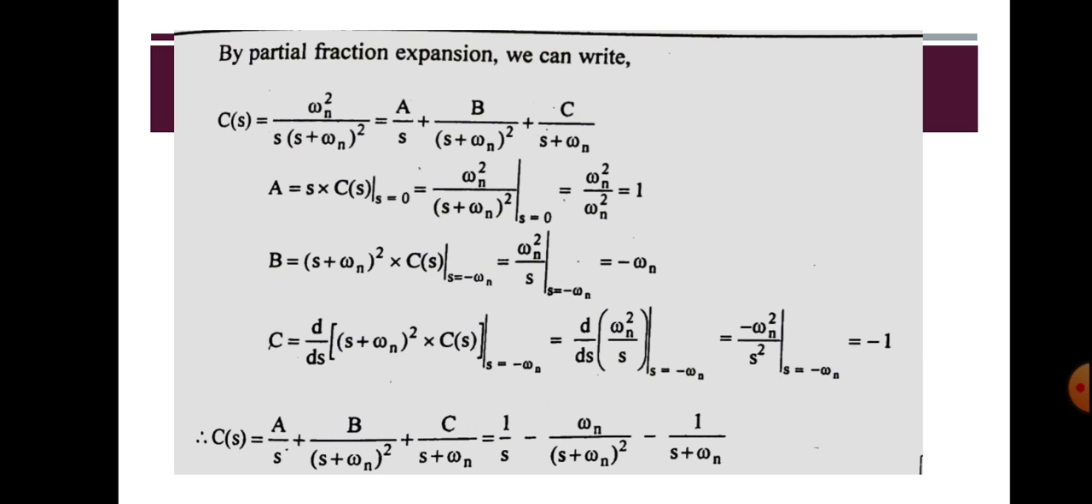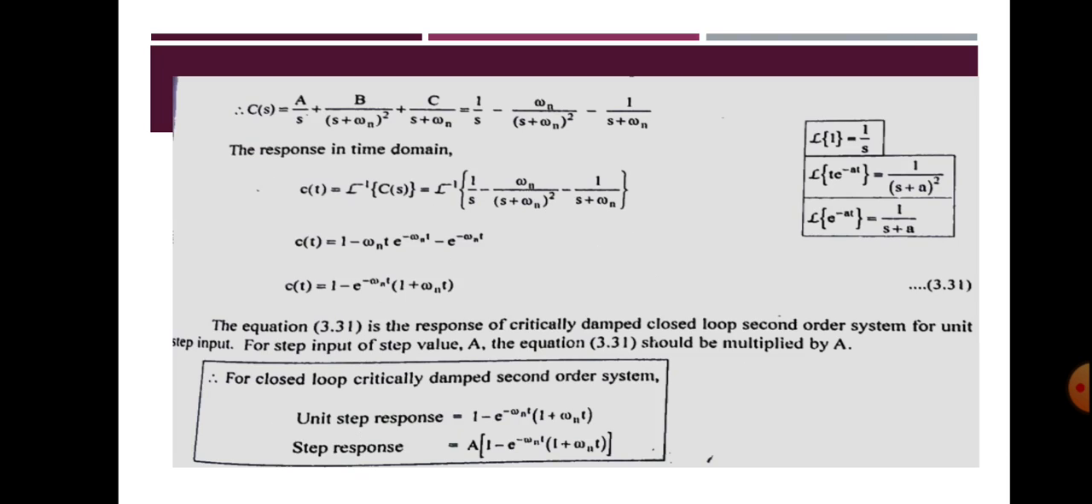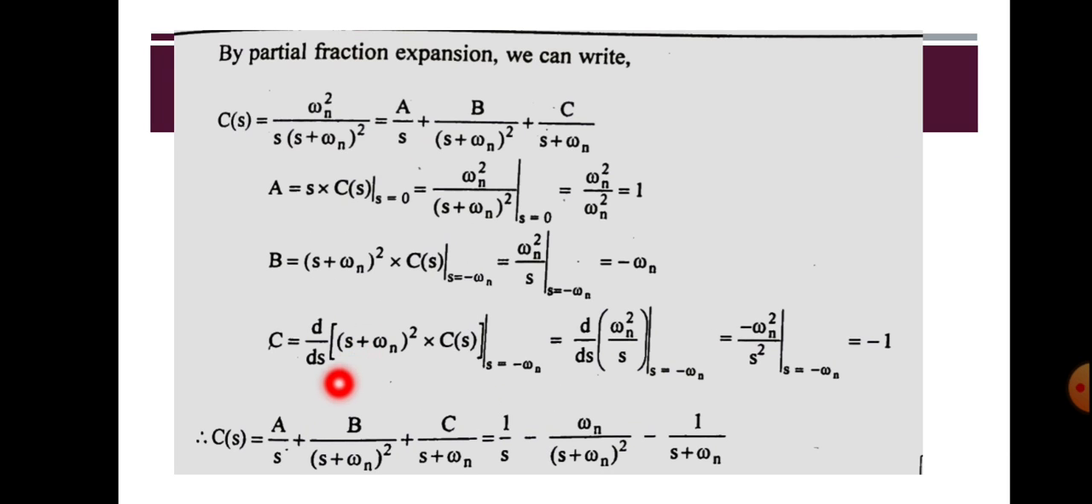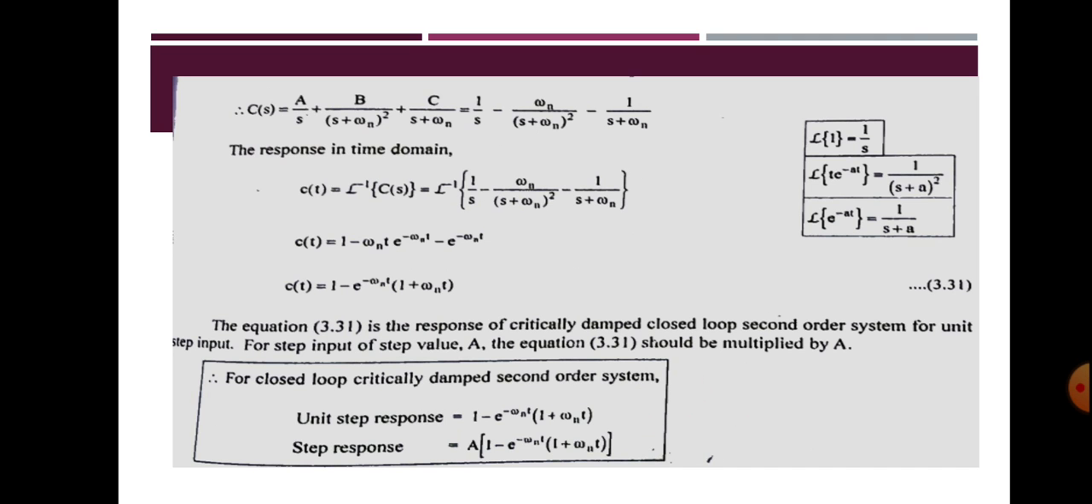So we can see we got the value of A, B and C, so we can substitute in C of S equation so that we will get the equation like this. C of S will be equal to A by S plus B by (S plus omega n) whole square plus C by (S plus omega n), that is equal to 1 by S minus omega n divided by (S plus omega n) whole square minus 1 by (S plus omega n). Next we can find out the value of C of t by taking the inverse Laplace transform.